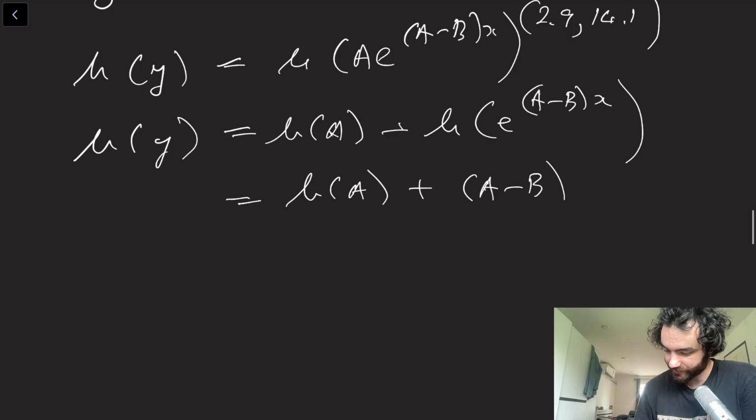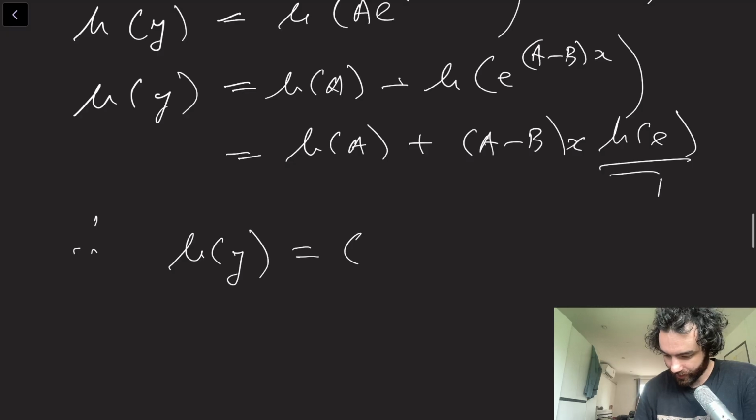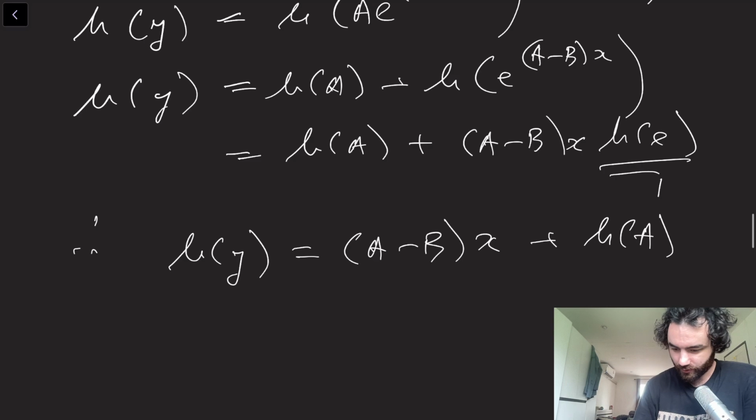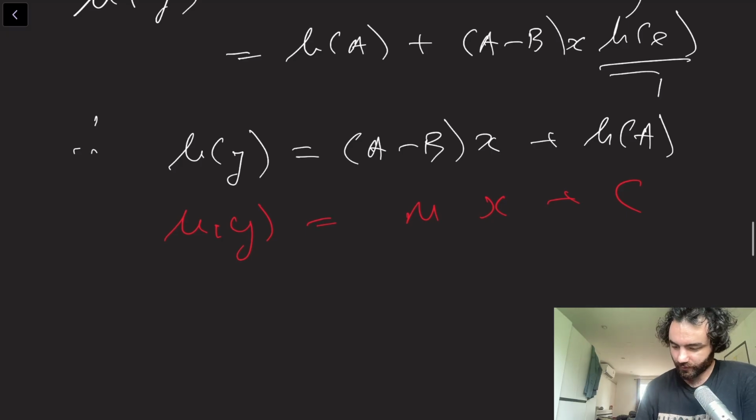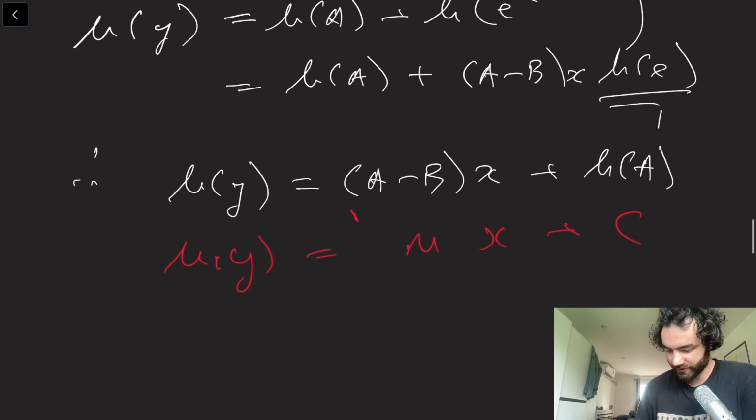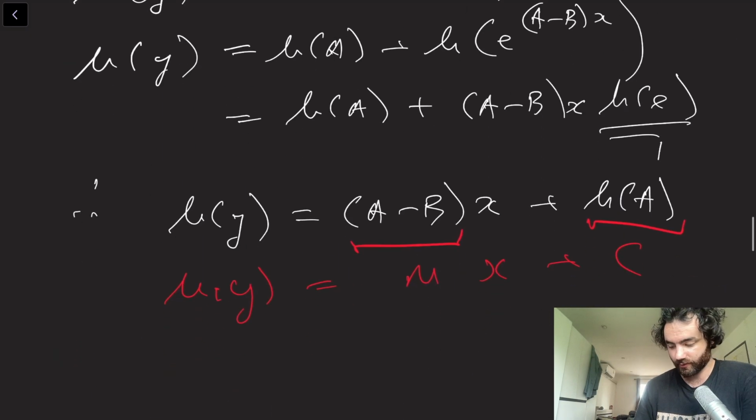A minus bx is x. Dropping this entire thing down, and that power rule of ln of e, that is 1. So therefore we get this final equation of a minus b of x plus ln of a, which is of that form ln of y equals mx plus c, what we wanted before. So this is our gradient and this is our ln of y-intercept, so where x equals 0.